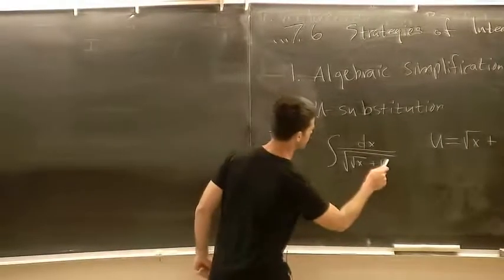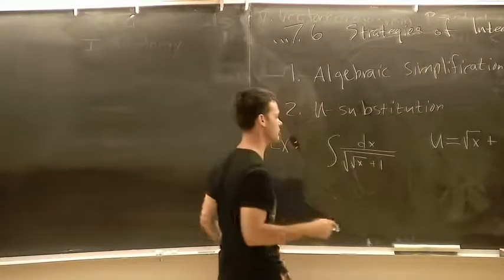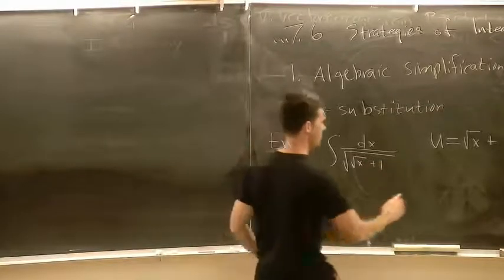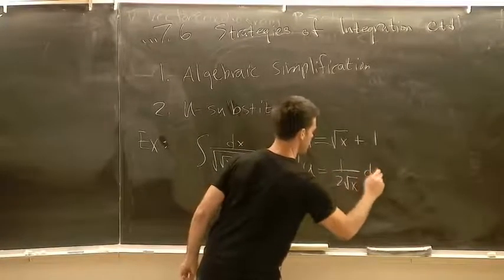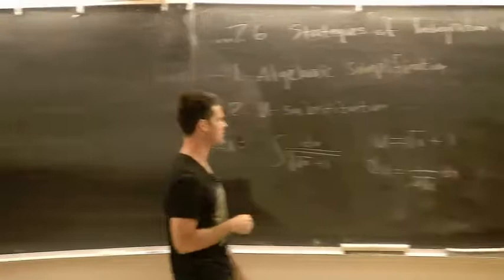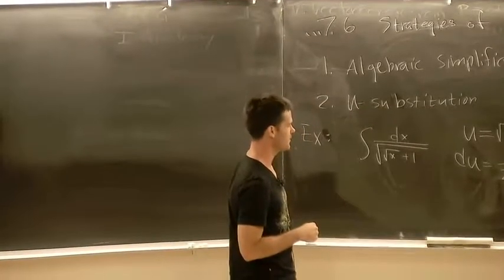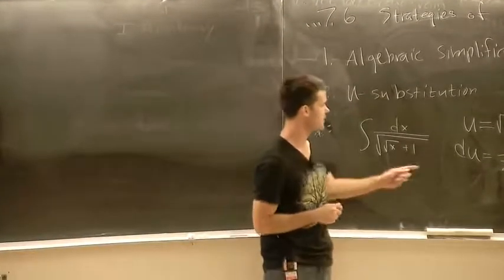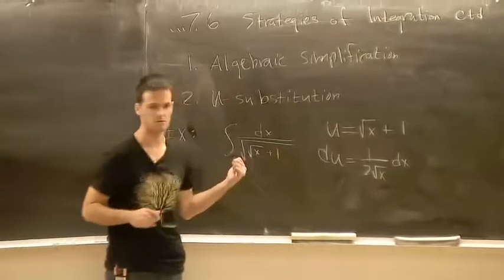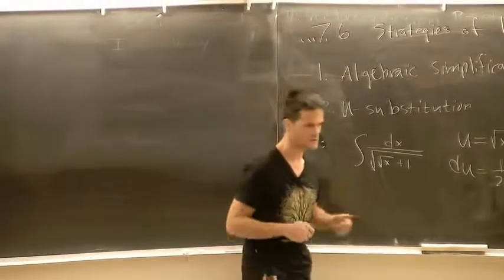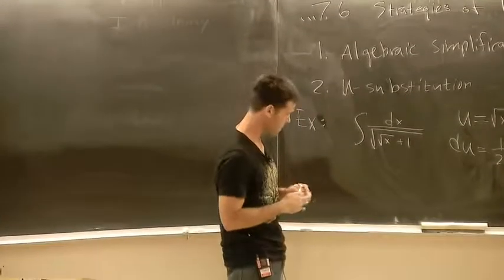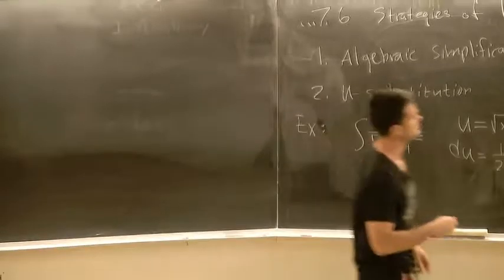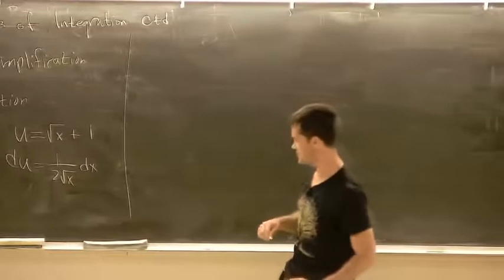That way I can basically just collect everything that's under the square root symbol here. So then du will be 1 over 2 root x dx. And we ran into a problem, because we do not have this expression in our integral. Kind of like the last example that I did at the end of class on Monday. Which means you've got to engage in a bit of trickery here at this point.